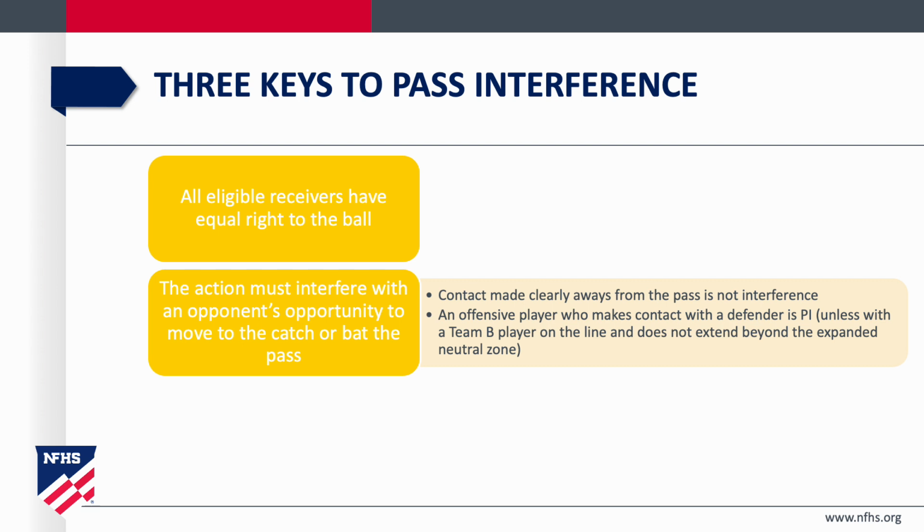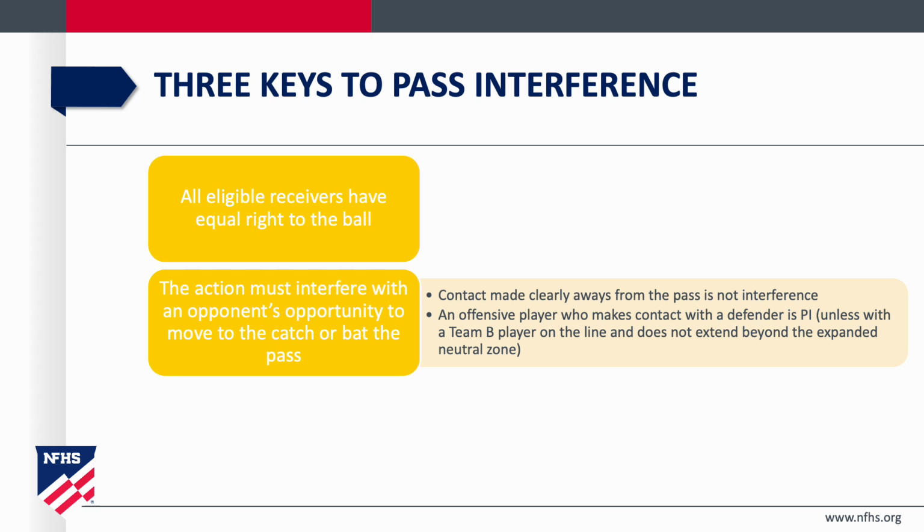Contact with a player in the vicinity of the pass, even if the ball is completely over or underthrown, is still interference. So, if the contact is outside the right hash and the pass is towards the left hash, we can clearly state that this contact is away from the pass and is not interference.